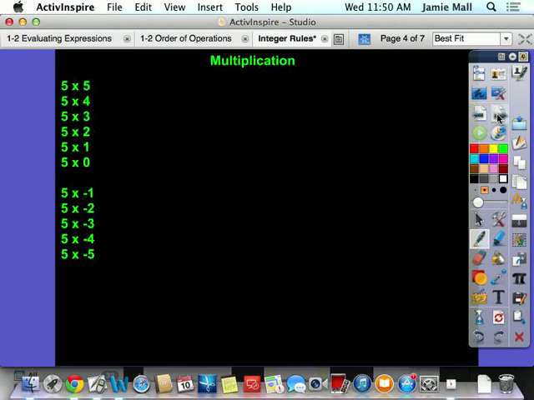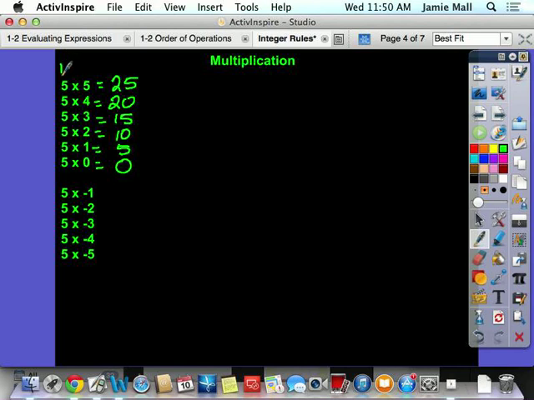All right, moving on to multiplication. I like to look at multiplication by using patterns. So if you take a look here, we know that 5 times 5 equals 25. 5 times 4 is 20. 5 times 3 is 15. 5 times 2 is 10. 5 times 1 is 5. And 5 times 0 is 0. A couple of patterns to look at.